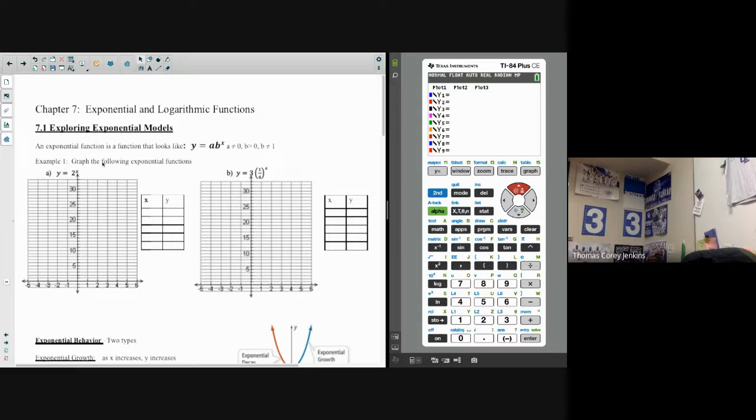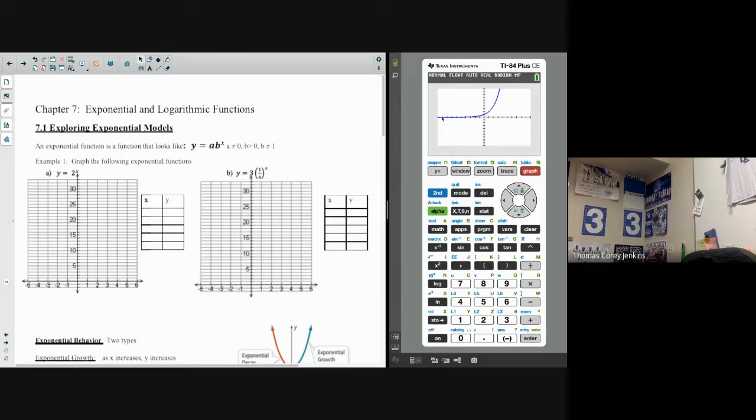Example 1 says to just graph the following exponential functions. For now, we will lean on our graphing calculator. All right, so for 1a, we want to graph y equals 2 to the x, so I'm just going to type what I see, 2, caret key, input variable x, and we can look at the graph. We're not going to see a whole lot, but we do see that exponential growth curve.